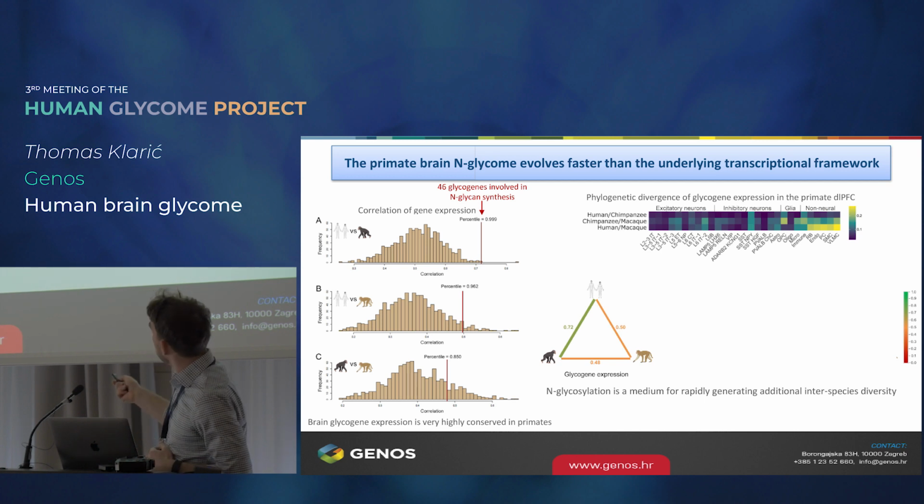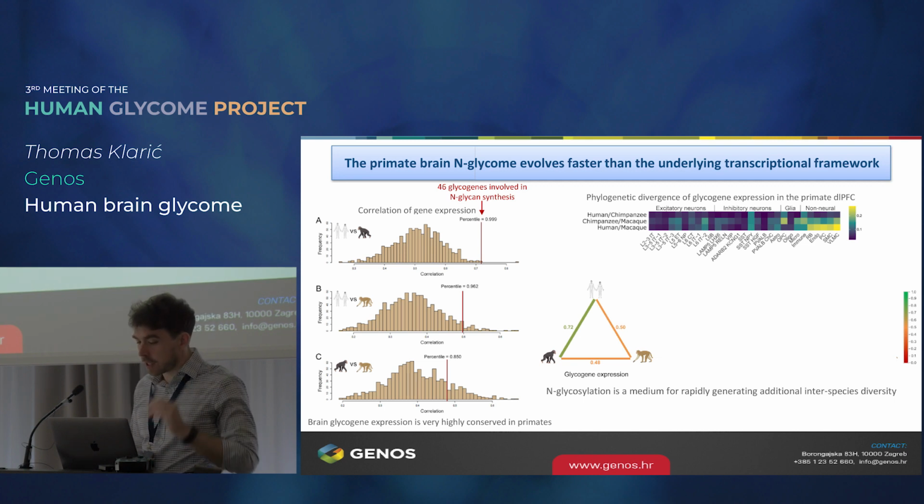And this is what the correlation looks like of glycogene expression between the 3 primate species. So they're very well conserved. And if we compare that to the correlation of the N-glycome globally, you can see the correlation of the N-glycome is lower for each of the primate pairs than it is for glycogene expression. And then if we look at the correlation of glycogene expression and the brain N-glycome phenotype, that interaction is even less well conserved.